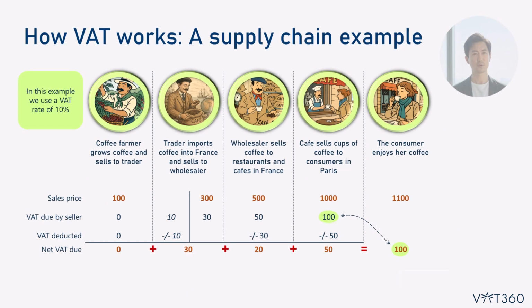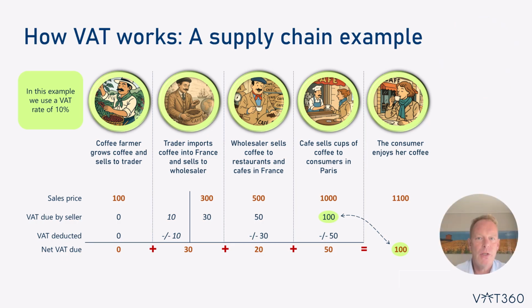But wait, if everyone charges VAT along the way, doesn't that mean double or even triple taxation? Good observation, Alex. You're right. If every business charged VAT without a system in place, we'd end up with double or even triple taxation. But here's the safeguard. Input VAT. Businesses can deduct the VAT they've already paid. So in the end, only the value they add gets taxed. That's why it's called a value-added tax. Let's walk you through a simple example using coffee.